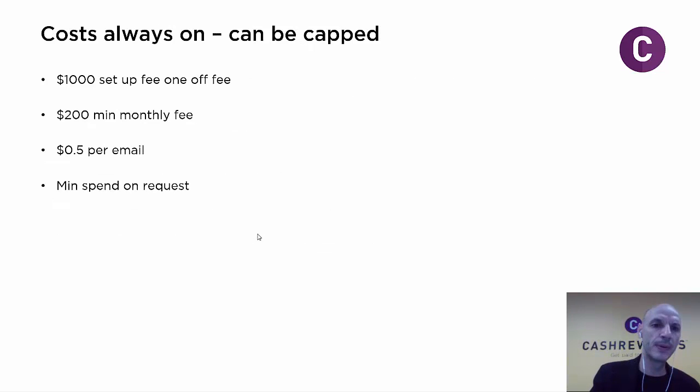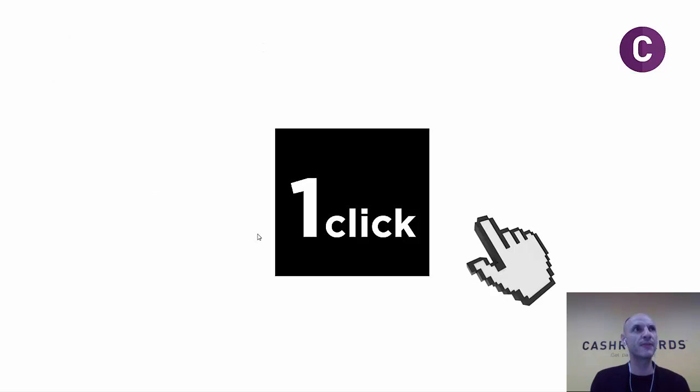It's a very simple cost structure. It's a one-off fee to set up the automation, and then a minimum fee monthly with a cost per send. And then all we're doing as marketers is creating the email marketing so that we can actually push this out. These segments are always on, continually, and obviously you can cap the budget you use for this. And that's effectively it.